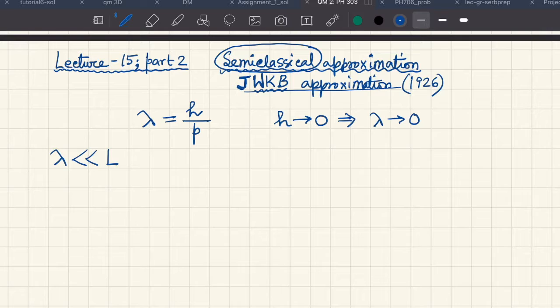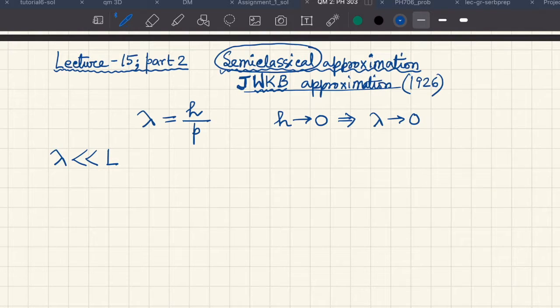For example, if you think of this electron going through a slit, then if the de Broglie wavelength of the electron is much smaller than the slit width, then you will get some classical result. However, lambda comparable to L will give you some quantum aspect.